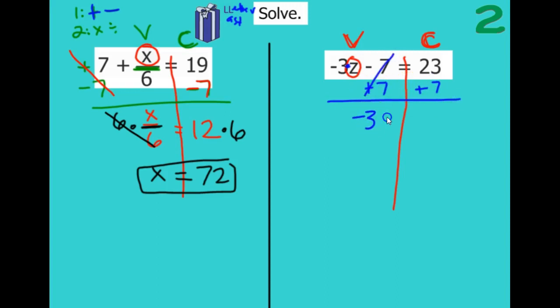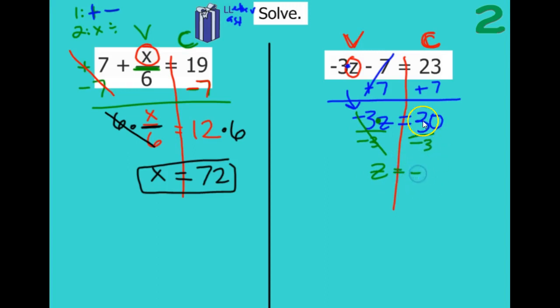So we have negative 3z. All I did was bring it down. 27 plus 3 more will give us 30. Now we can deal with that letter here. It's multiplied by negative 3. The opposite would be to divide both sides by negative 3.